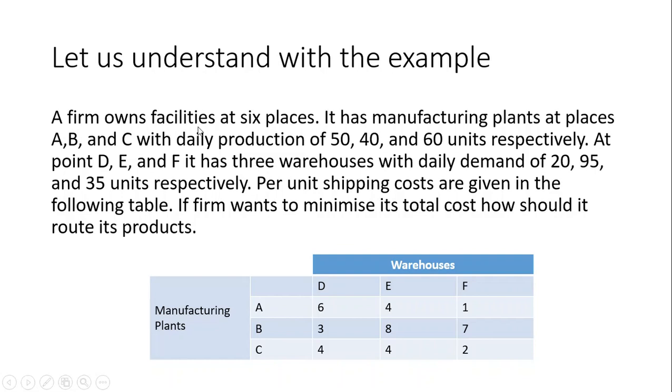A firm owns facilities at six places. It has manufacturing plants at places A, B, and C with daily production of 50, 40, and 60 units respectively. At points D, E, and F, it has three warehouses with daily demand of 20, 95, and 35 units respectively. Per unit shipping costs are given in the table below, and the firm wants to minimize its total cost. How should it route its product? When it is talking about routing its product, that means we are dealing with the transportation problem.